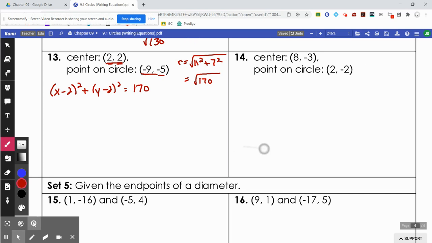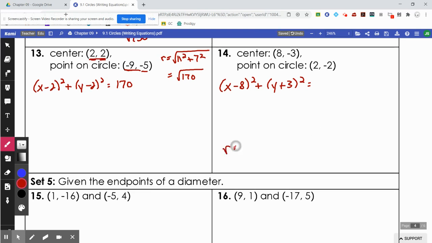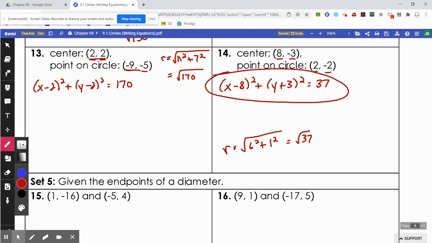And the last one of those, the center is at 8, -3. So you have x minus 8 squared plus y plus 3 squared equals, we need a radius. Radius would be the square root of, how far is it from 2 to 8? That'd be 6. How far is it from -3 to -2? That'd be 1. So that's going to be the square root of 37. So r squared would be 37. And there's your equation.